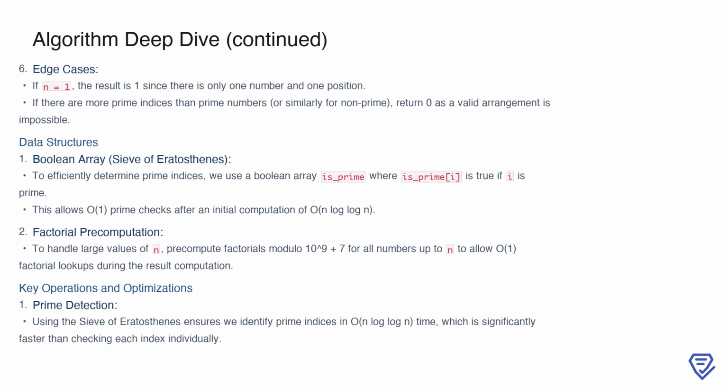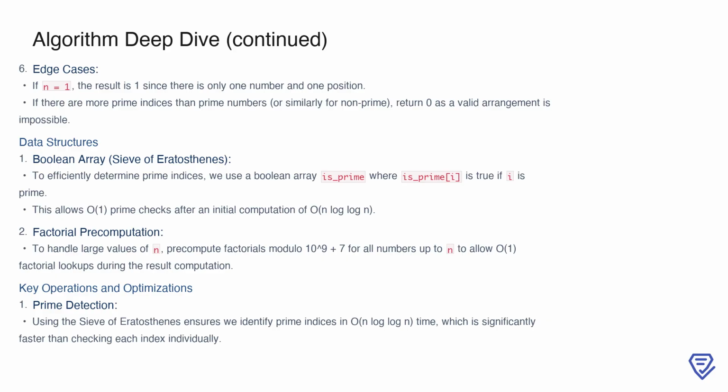When implementing the algorithm, we also need to account for edge cases. For instance, if n equals 1, the result is simply 1, as there is only one number in one position. Additionally, if there are more prime indices than prime numbers, or more non-prime indices than non-prime numbers, it is impossible to create a valid arrangement, and the answer should be 0.